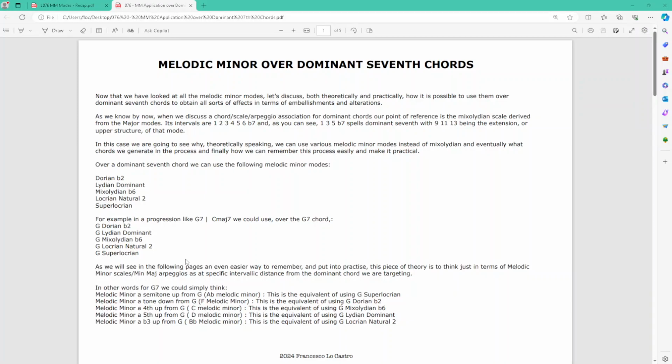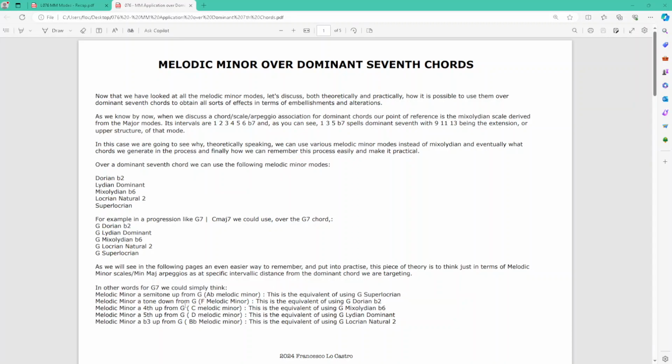As we will see in the following pages, an even easier way to remember and put into practice this piece of theory is to think just in terms of melodic minor scale or minor major 7 arpeggio at a specific intervallic distance from the dominant chord we are targeting. In other words, for G7, we could simply think melodic minor a semitone up from G, A flat melodic minor, and that would be the equivalent of using G Super Locrian.